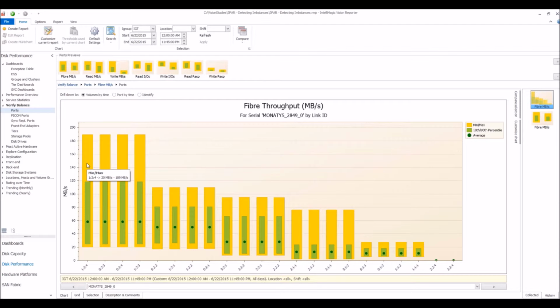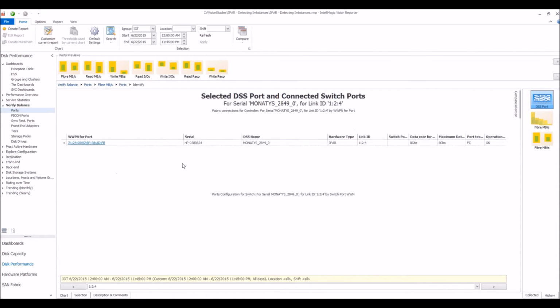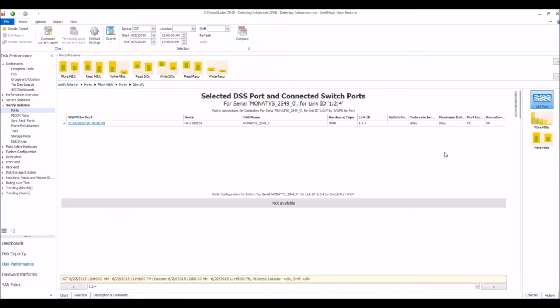Let's look at the port speed of one of the busy ports. The port speed is rated at 8 gigabits. The current peak throughput of 185 megabytes per second converted to gigabytes per second is approximately 1.85 gigabytes, so the port is currently operating at about 25% its bandwidth.